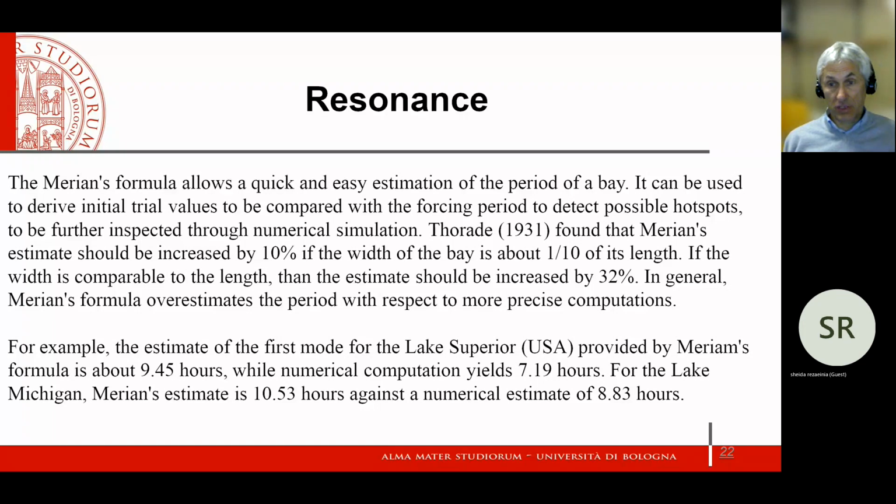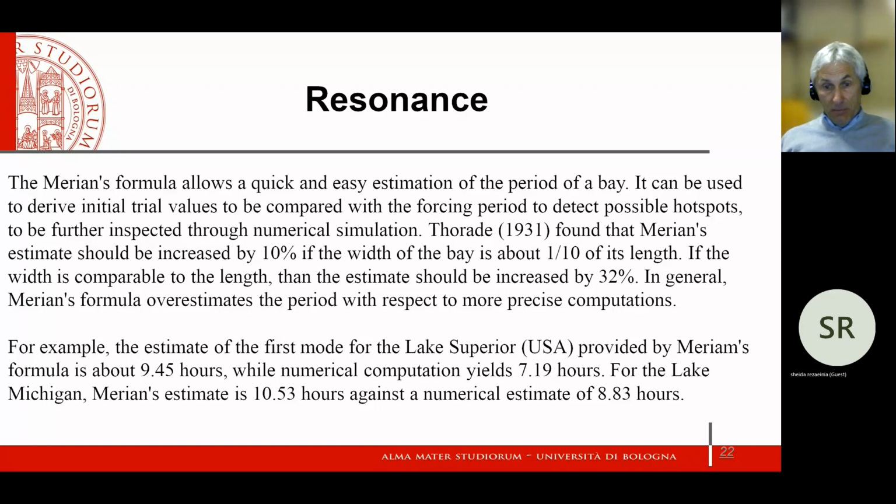But what was found by other authors, with respect to more precise computation, is that in general there is overestimation, unless the shape of the bay is almost squared, with the width comparable to the length of the bay. So unless these two dimensions are comparable, usually Merian's formula is conservative, is precautionary.